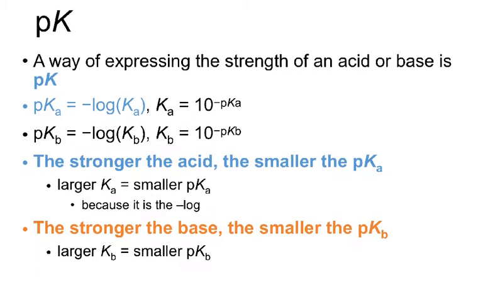Okay, one more p-value we can use is the pK. That's a way of expressing the strength of an acid or base. Again, the lowercase p just means negative log. So we can have tables that list the pKa values of acids instead of the Ka. The pKa is simply the negative log of the Ka. The stronger the acid, the smaller the pKa value. A larger Ka gives you a smaller pKa because of the negative log. Similarly, we can do a pKb. The Kb is the base dissociation constant, and a pKb is just the negative log of that.